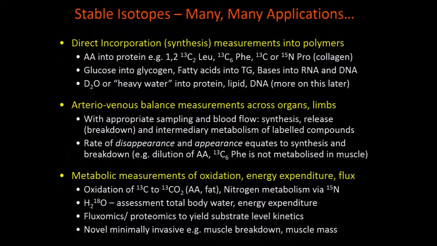So you can actually look whereabouts the labels of these tracers appear in downstream metabolites, and therefore get an idea of what the fate of a substrate is given a particular stimulus. And then just finally on this, there are some new, relatively minimally invasive methods by which you can now establish whole body protein and muscle breakdown and also muscle mass just using tracers.